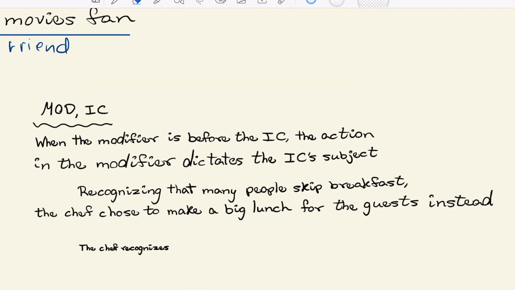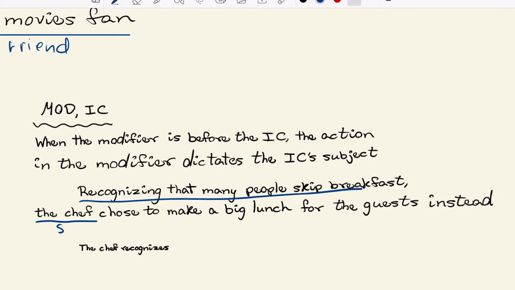Another way to write a sentence with a modifier and an independent clause is modifier, comma, independent clause. When the modifier is before the independent clause, the action in the modifier dictates the independent clause's subject. For example, "Recognizing that many people skip breakfast, the chef chose to make a big lunch for the guests instead." The subject in the sentence is the chef.